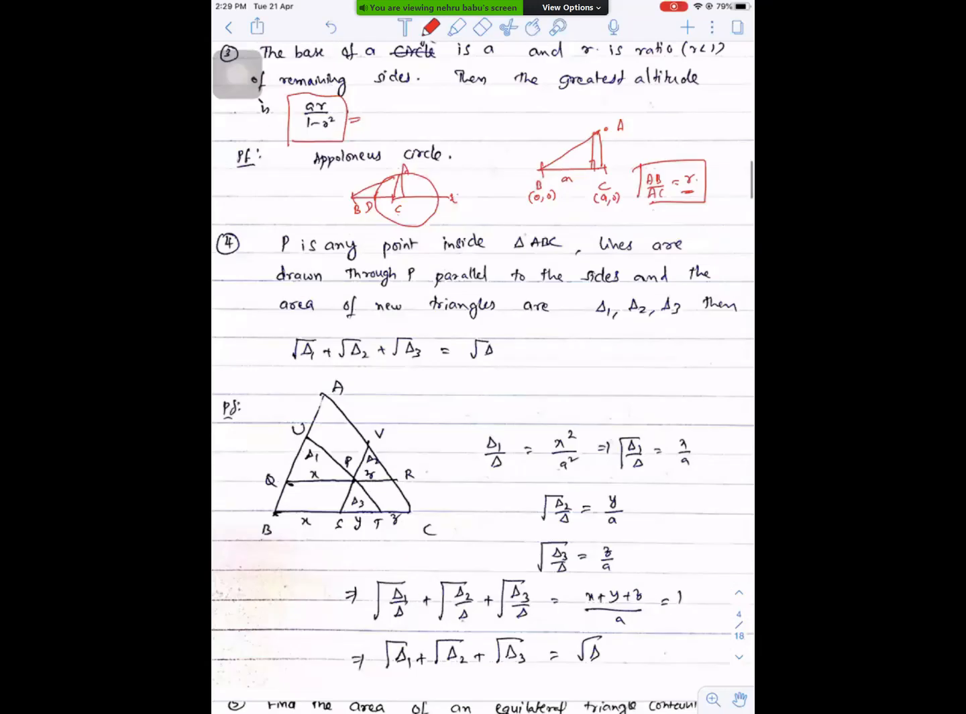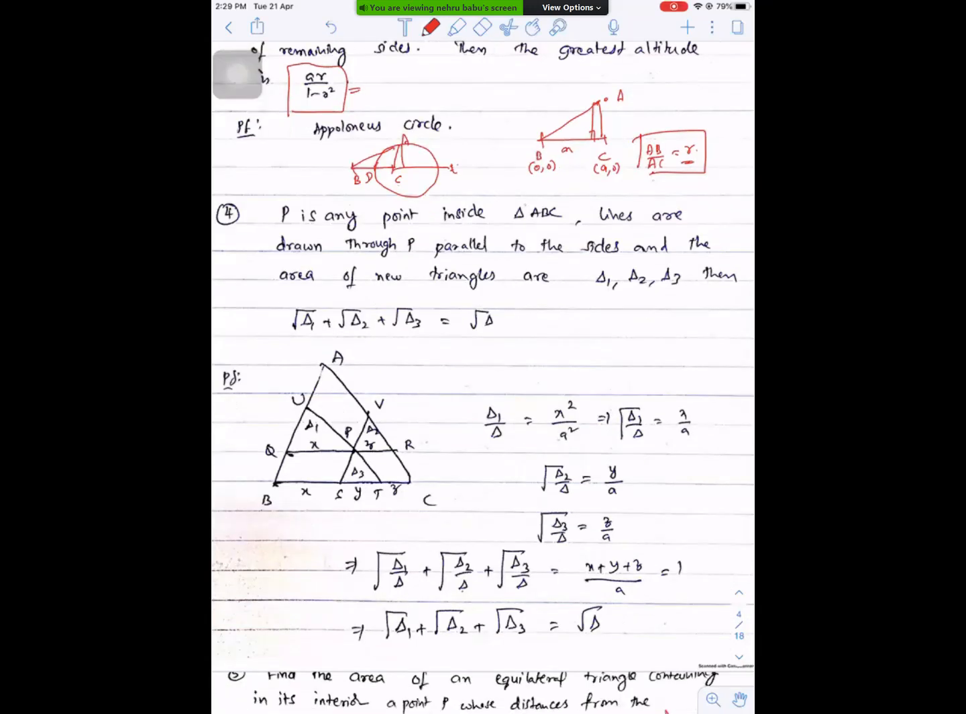Next, P is any point inside the triangle ABC. These are different problems from what we discussed in your class. P is any point inside triangle ABC. Lines are drawn through P parallel to the sides, and the areas are delta 1, delta 2, delta 3. Then our statement is root delta 1 plus root delta 2 plus root delta 3 equals root delta.